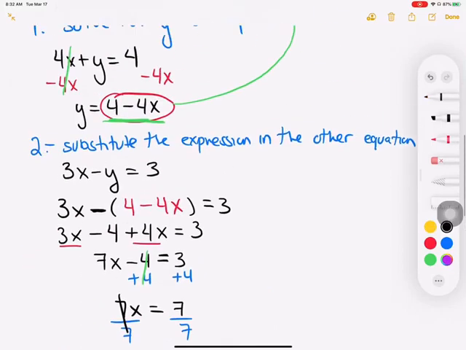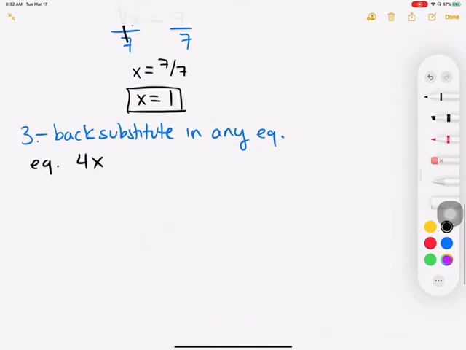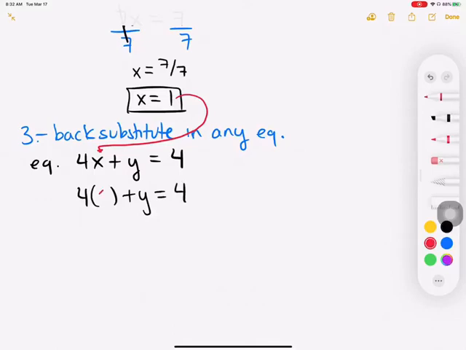For x plus y equals 4, this is where I'm going to substitute the value for x. That's x equals 1, so I'm going to change that x for a parenthesis, and inside the parenthesis I'm going to substitute the value that I just found, which is a 1. And you have to try to solve this equation. So let's get rid of that parenthesis. 4 times 1 is 4, plus y equals 4.